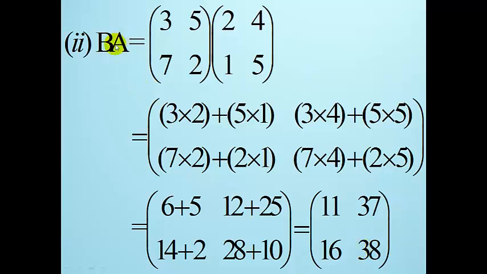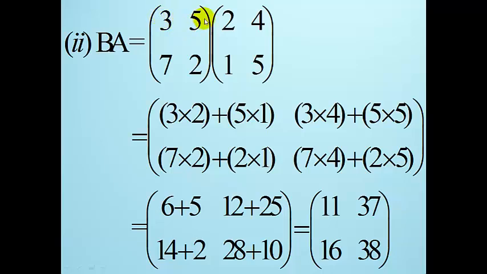Now BA. We are multiplying B by A. So the B first before A. So we have [3, 5; 7, 2] and [2, 4; 1, 5]. So we are multiplying [3, 5; 7, 2] by [2, 4; 1, 5]. Now let's multiply. 3 times 2 plus 5 times 1. 3 times 4 plus 5 times 5. 7 times 2 plus 2 times 1. 7 times 4 plus 2 times 5.